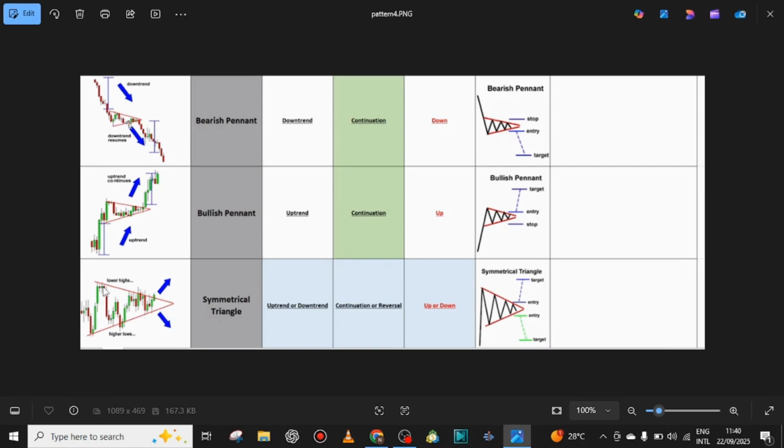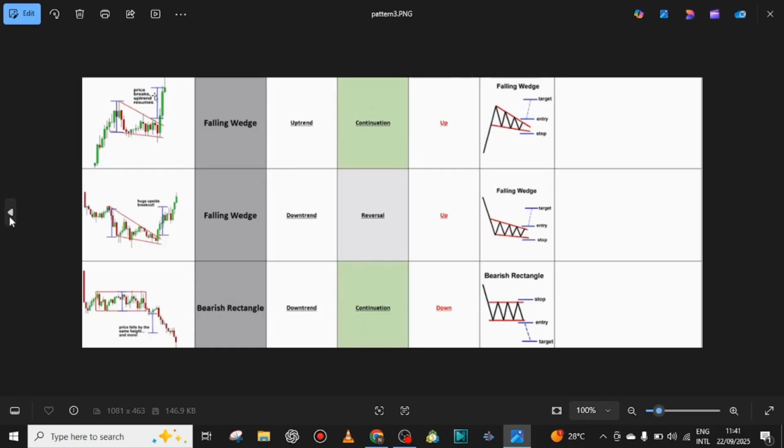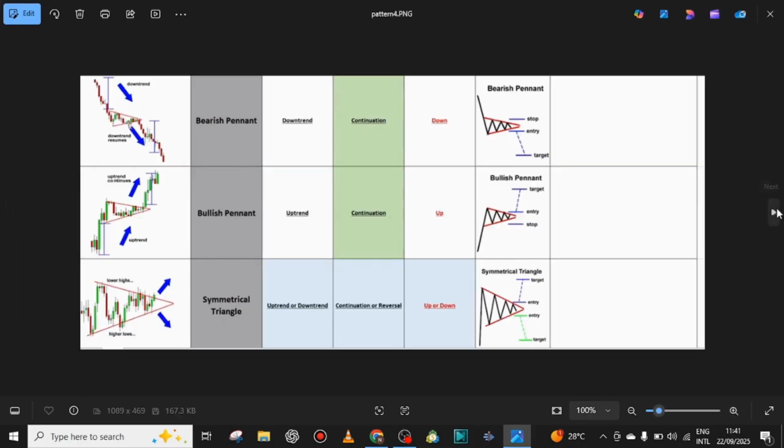So we have the symmetrical triangle. Now, the difference between the falling wedge and this symmetrical triangle is that in the symmetrical triangle, we don't know our next target. We don't know whether the market is going to go up or the market is going to go down. So what we are going to do is just wait and observe what the market is doing. As you can see in this chart, the market is about to break this symmetrical triangle.